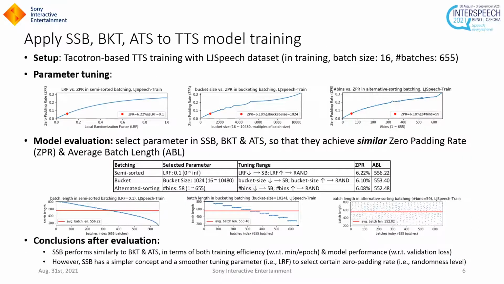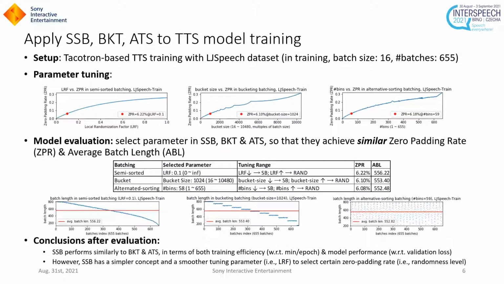To compare semi-sorted batching along with bucket batching and alternate sorting batching, we set up the experiments based on Tacotron TTS model training with the LJ Speech dataset. In the training set, there are 655 batches with batch size 16. By selecting different values of the tuning parameter in each of the batching strategies, we can select different randomness levels.